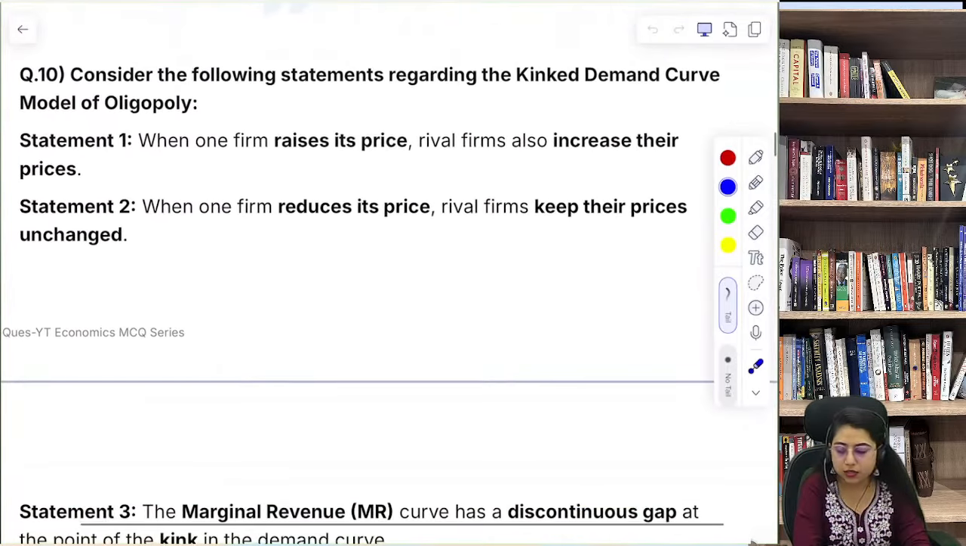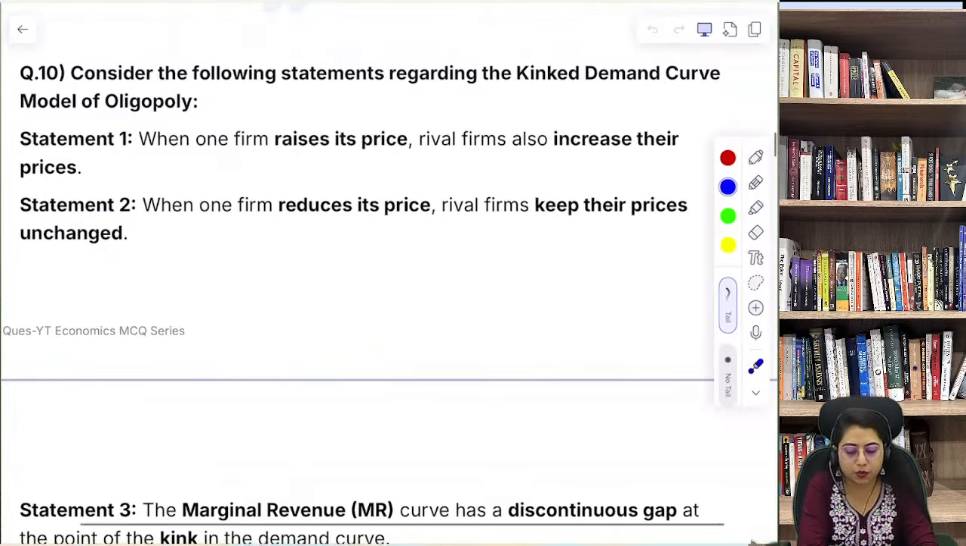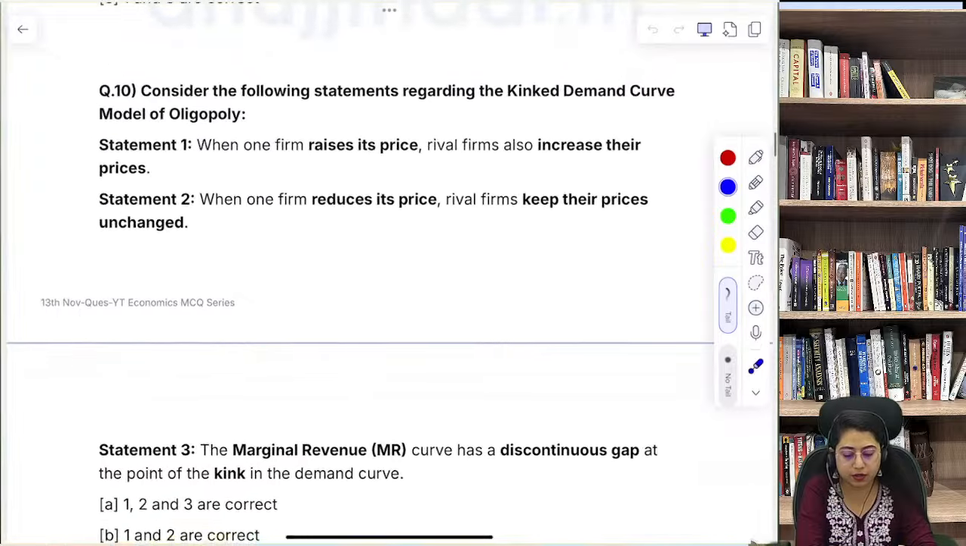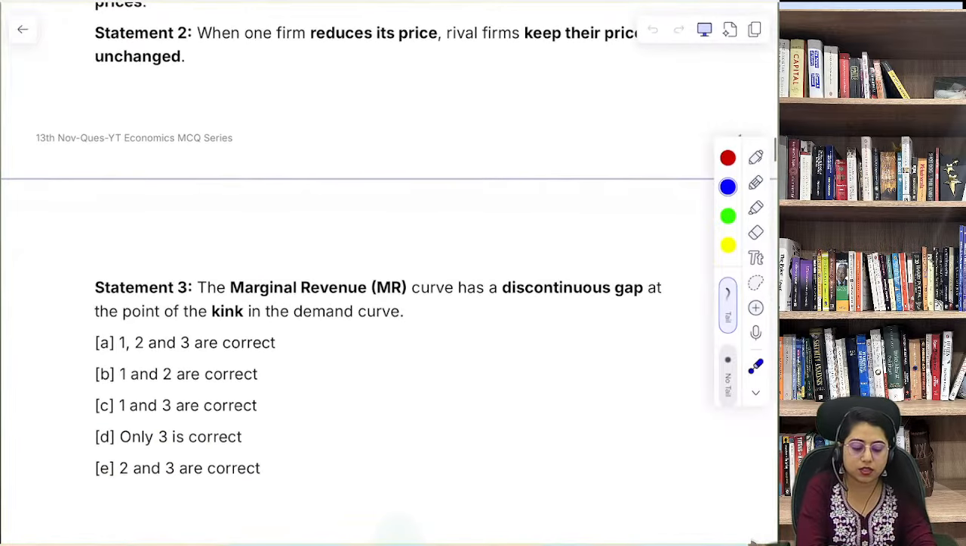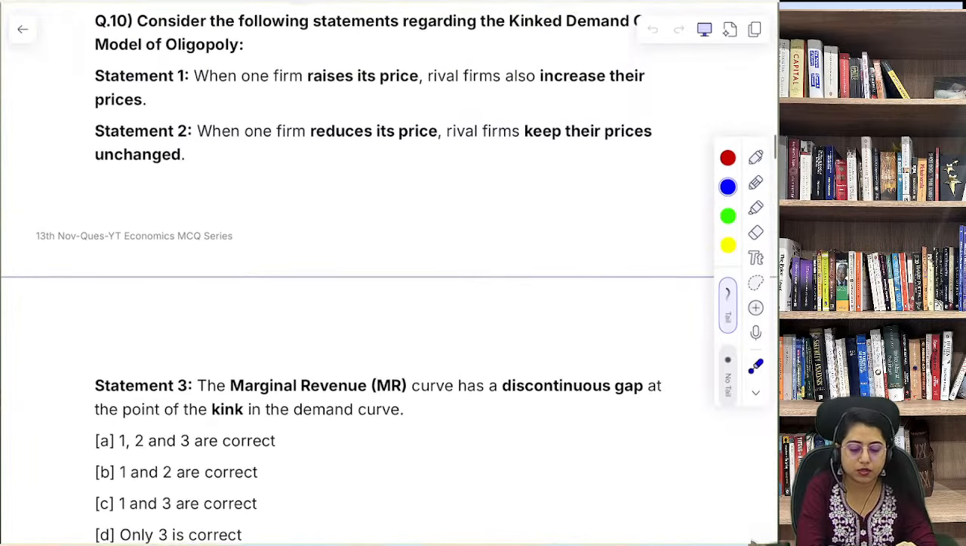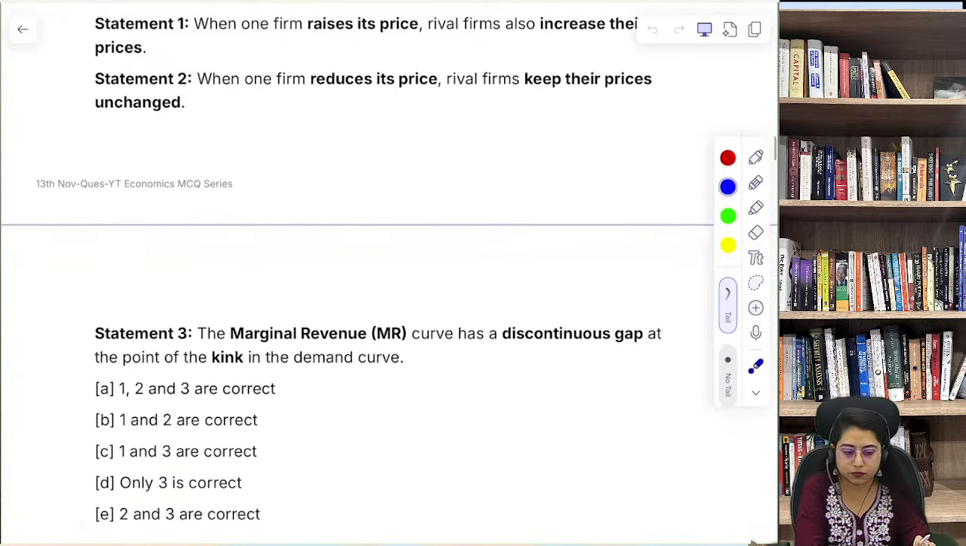Consider the following statements regarding the kinked demand curve model of oligopoly. When one firm raises its price, rival firms also increase their prices. When one firm reduces its price, rival firms keep their prices unchanged. The marginal revenue curve has a discontinuous gap at the point of the kink in the demand curve. What do you think is the correct statement over here? It is about the kinked demand curve model of the oligopoly market. Yes, Anjali, you are right. Lahiri, you are also right.